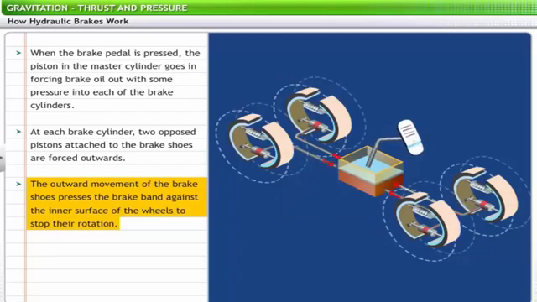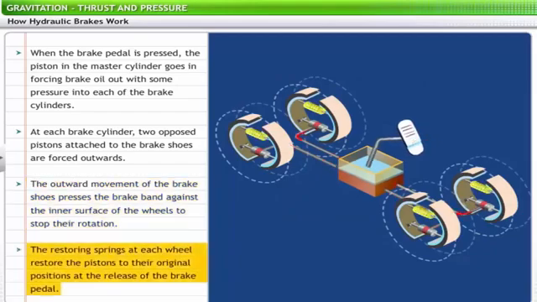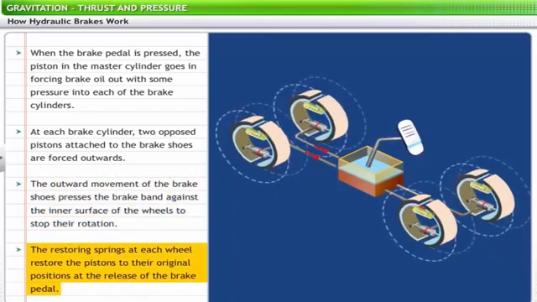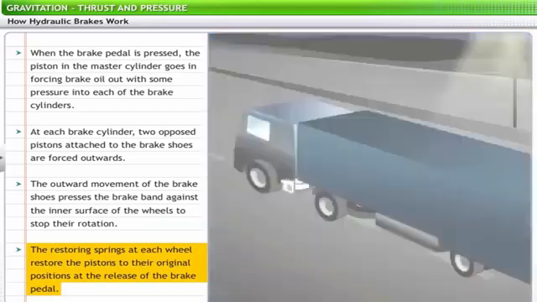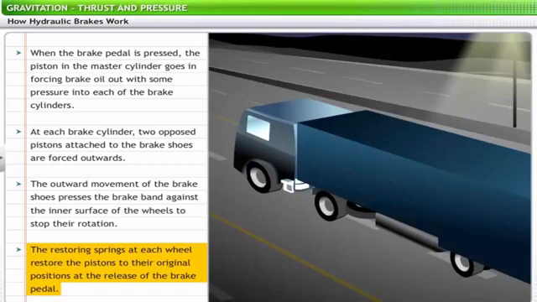When the brake pedal is released, the restoring springs at each wheel restore the pistons to their original positions. Thus, hydraulic brakes in automobiles employ the concept of pressure to enable drivers to stop heavy vehicles by applying a relatively light touch on the brakes.